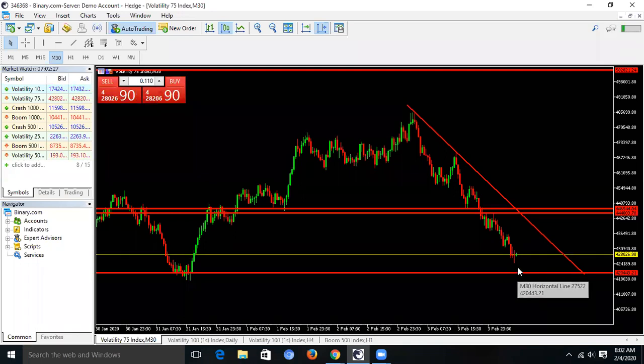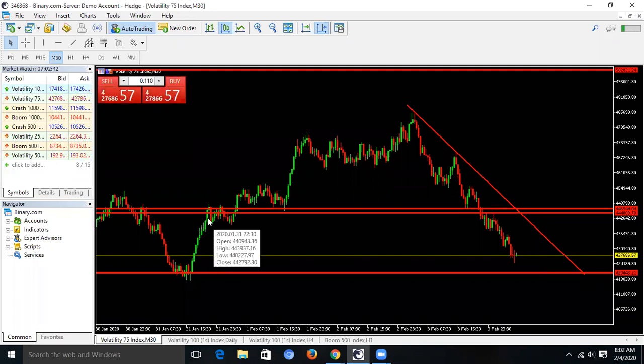The same thing with a resistance zone. If price is approaching a resistance zone like this, if the candlesticks are getting smaller, smaller, smaller as it is approaching the zone, it means that buyers are getting tired of the buy. So price may likely turn from there.